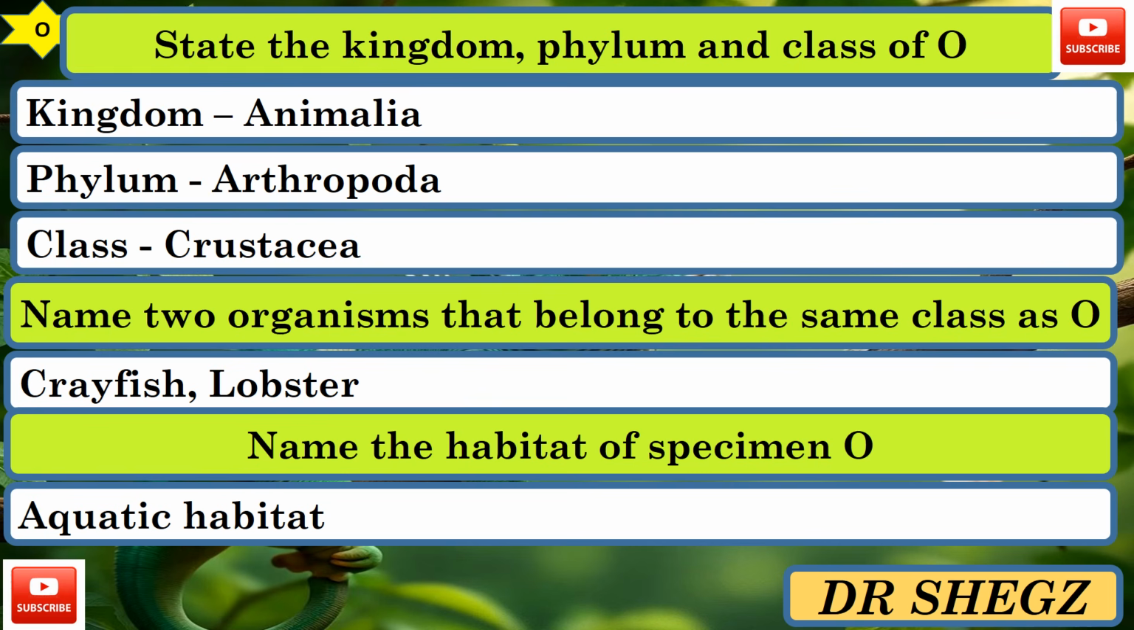Then the kingdom, the phylum, and class of crab: Animalia, Arthropoda, Crustacea. Two other organisms that belong to the same class as O are two other crustaceans: you have crayfish, you have lobster. In fact, crayfish most times is the quintessential organism of the crustaceans. Habitat is aquatic habitat basically.